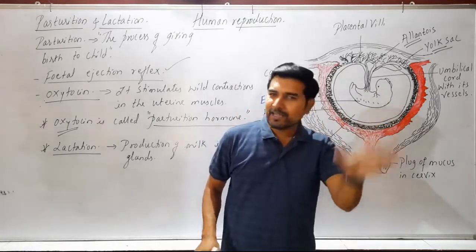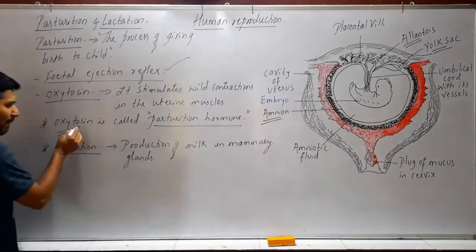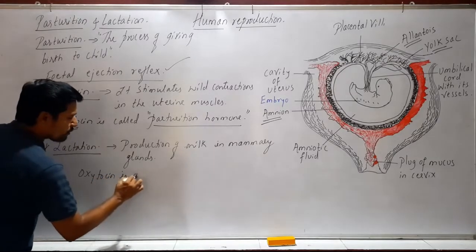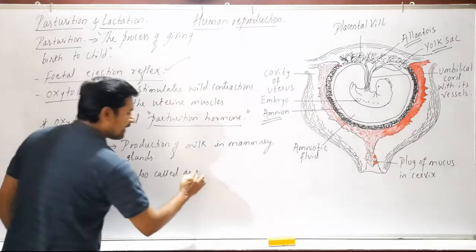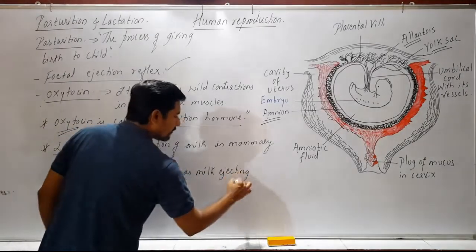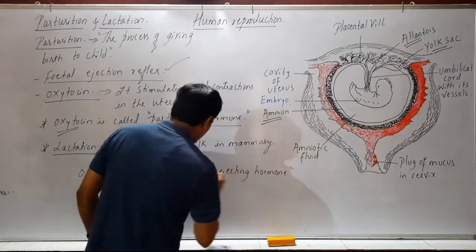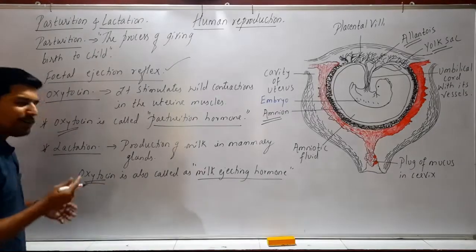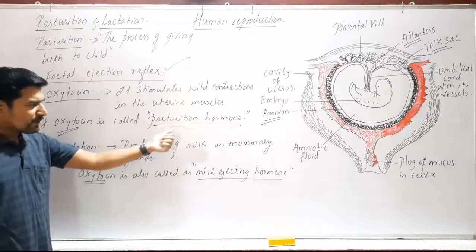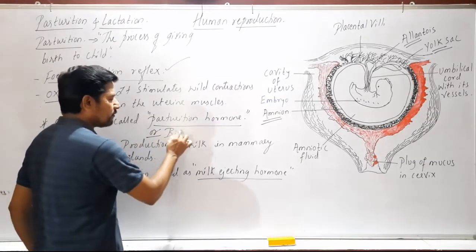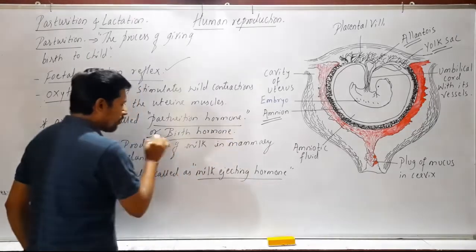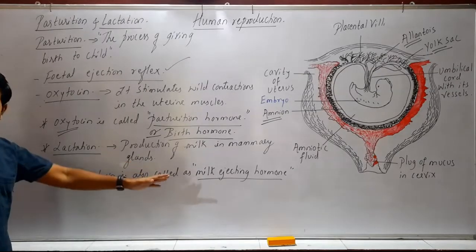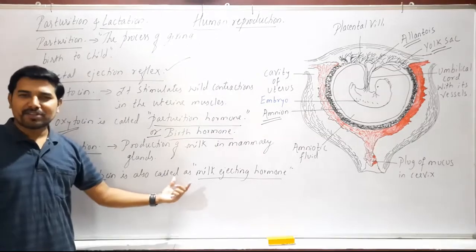After delivery of the baby, the milk has to be released when the baby sucks the mother's milk, and that's why the milk ejecting hormone, again, is oxytocin only. Hence, apart from the function of parturition, oxytocin is also called the milk ejecting hormone, because the milk has to be released through the mammary glands of the mother when the baby sucks. That's why oxytocin has a dual function. It is called the birth hormone, parturition hormone, or delivery hormone, and also the milk ejecting hormone, so that babies can be nurtured with the mother's milk.